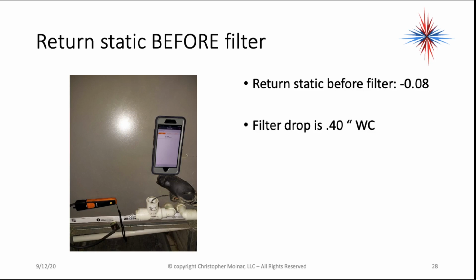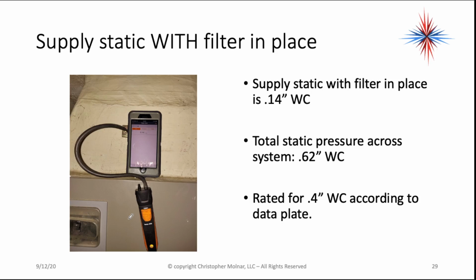This is something important to remember. So we take a supply static with the filter in place. Okay, my supply static pressure is 0.14 inches. So when we calculate total external static pressure, we use absolute values. I had 0.48 and 0.14, so my total external static pressure is 0.62. It's rated for 0.4 according to the data plate. So right here we're actually at 1.5 times the rated static pressure.